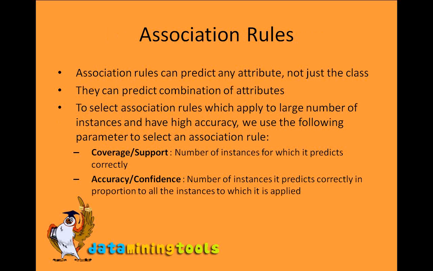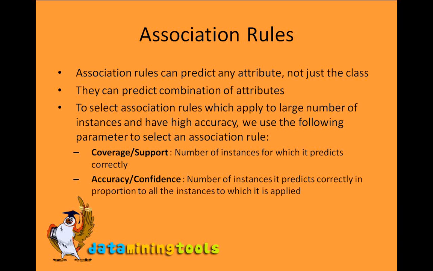The next way of representation of knowledge is association rule. As we have already talked about, association rule can predict any attribute and not just the class. It can predict any number of attributes, and it can predict any combination of attributes. To select an association which applies to a large number of instances and has high accuracy, we use the following parameters to select the association rule.